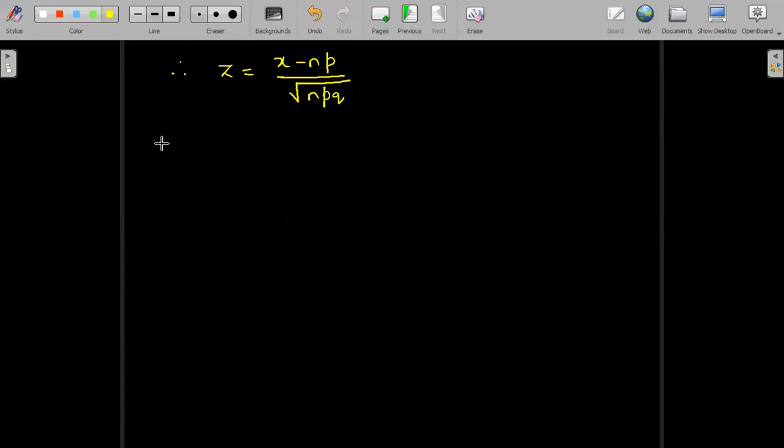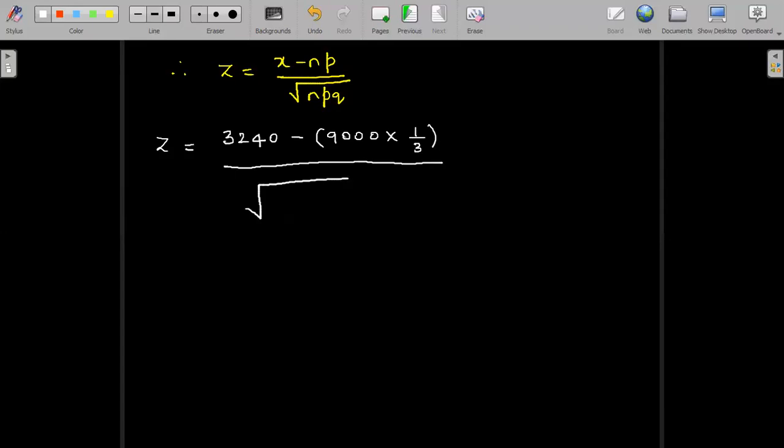Let us substitute all the known values. So Z is equal to X minus NP, 3240 minus N into P, 9,000 multiplied by 1 by 3, the whole divided by square root of NPQ. So 9000 into P is 1 by 3, Q is 2 by 3. With the help of a calculator, we are getting the answer for Z here as 5.37.